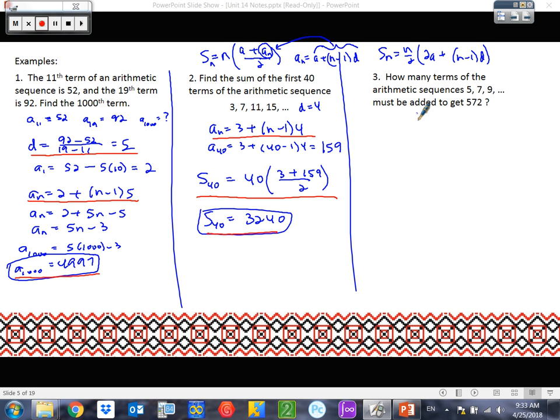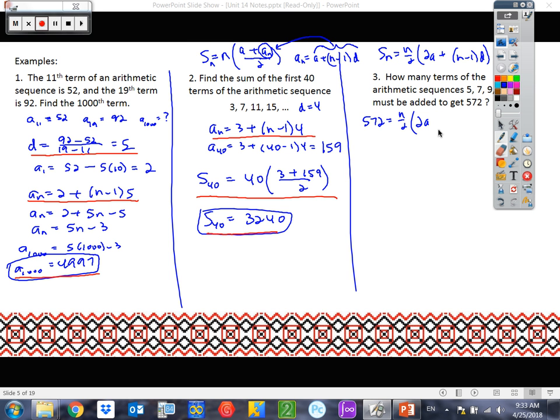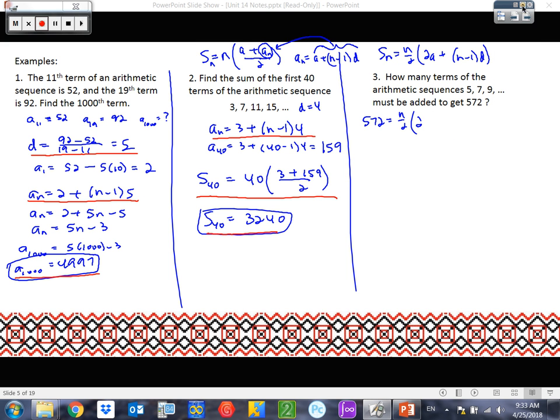We know the sum that we want is 572. n over 2 times 2a. Well, we know a, right? What is a? a is 5. So we know a. So 2 times 5 plus n minus 1. And we know the common difference, right? If it goes 5, 7, 9, what's the common difference? It's 2, right? So that way, now I have an equation to solve that only has one unknown, which is n.